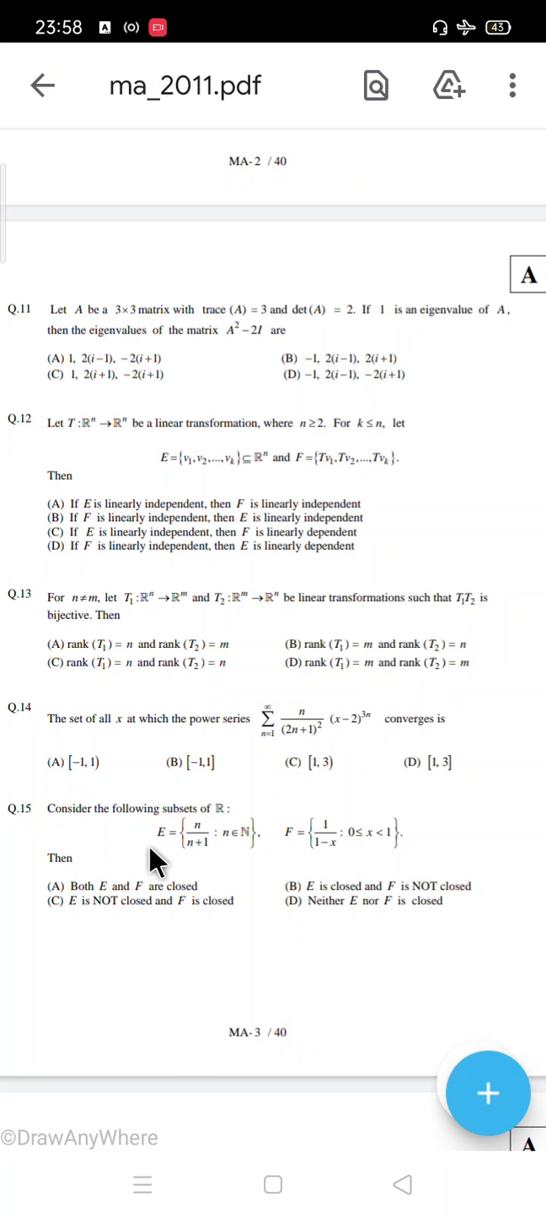Okay, consider the following subsets of R. E is equal to n upon n plus 1, F is equal to 1 upon 1 minus x. So are both E and F closed? E is closed, F is not.